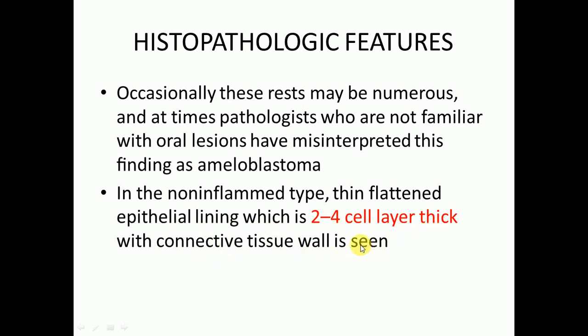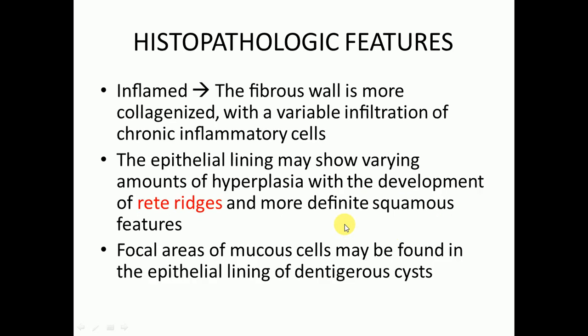If you talk about odontogenic keratocysts, then they are 6 to 8 cells thick, and here we have 2 to 4 cells thick. If you talk about inflamed cysts, then the fibrous wall is more collagenized with a variable infiltration of chronic inflammatory cells. The epithelial lining may show varying amounts of hyperplasia with the development of rete ridges and more definite squamous features. Focal areas of mucous cells may be found in the epithelial lining of dentigerous cysts.